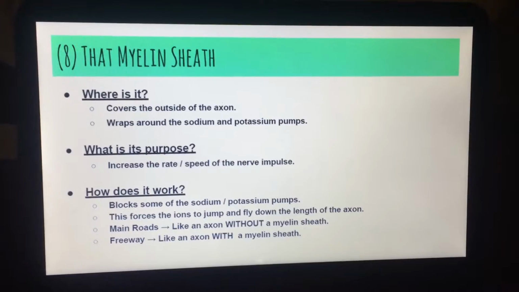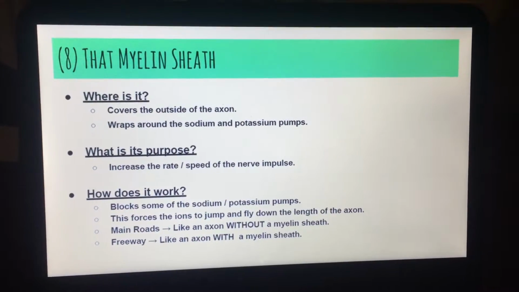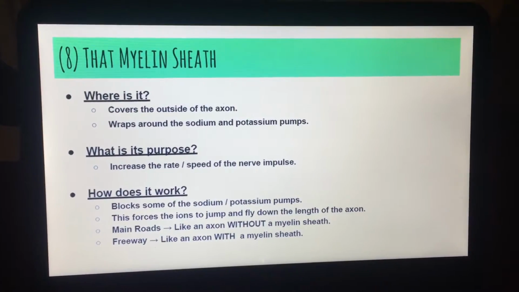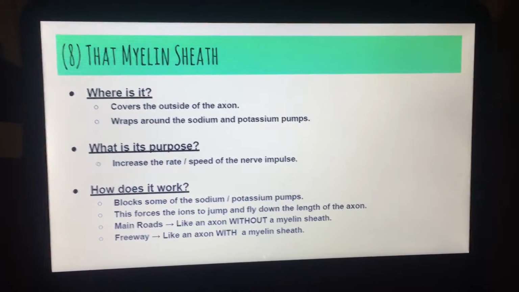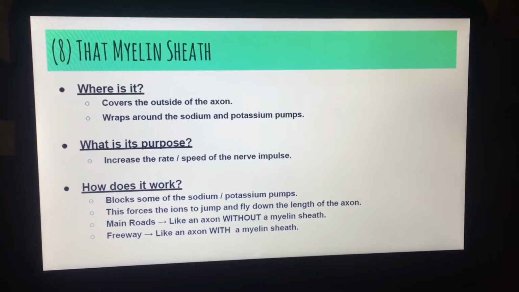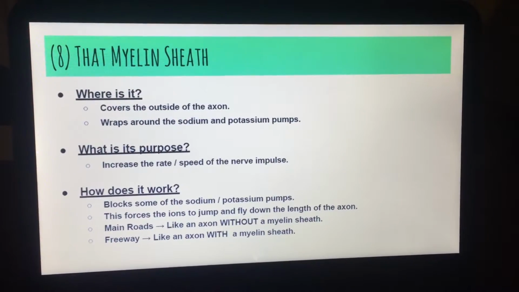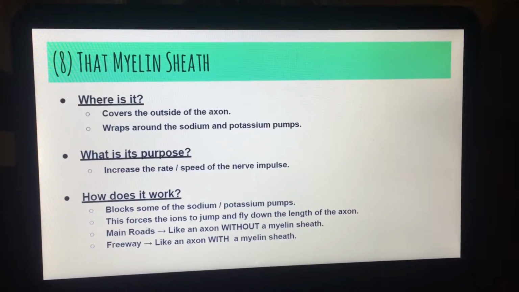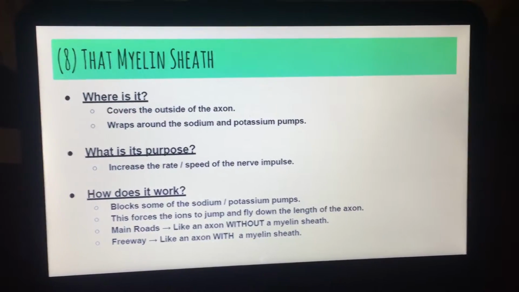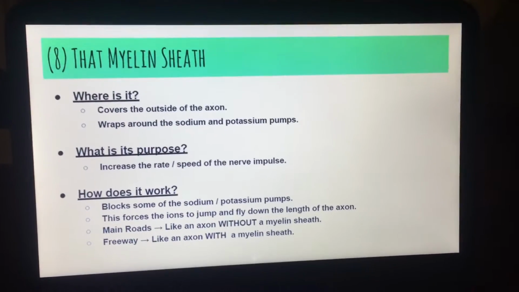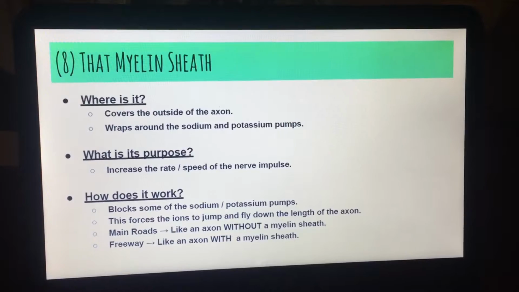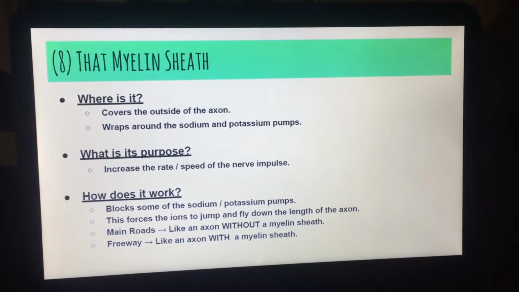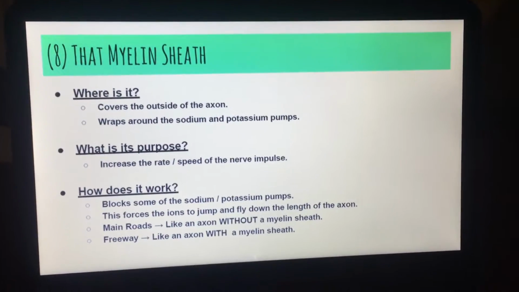So again, the myelin sheath is wrapping around chunks of the axon. But remember, the axon has those sodium and potassium pumps. So when the myelin sheath wraps around the axon, it's also covering huge stretches of sodium and potassium pumps. That means that now the sodium and potassium ions don't have to go in and out every little step or micrometer down the length of the neuron's axon. That means now they can move in or out and then fly down the length of the axon. This allows the ions to travel at much faster rates since they don't have to stop and go in and out every little smidge of the axon.